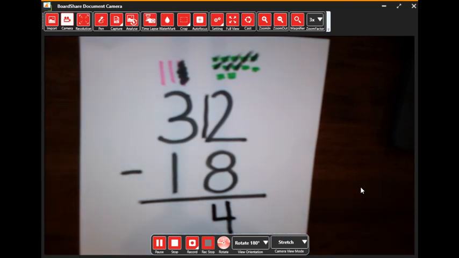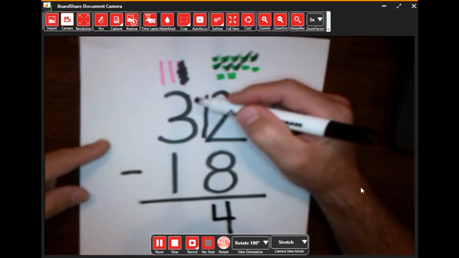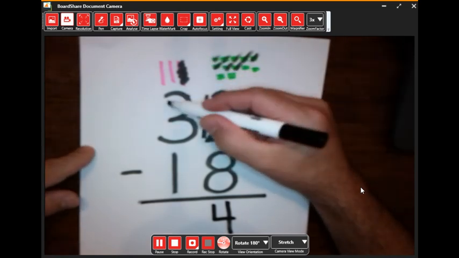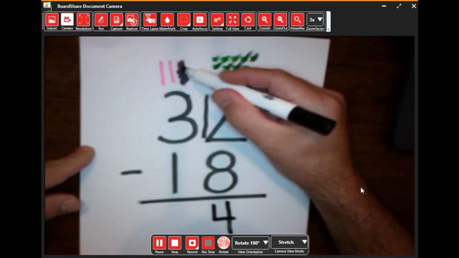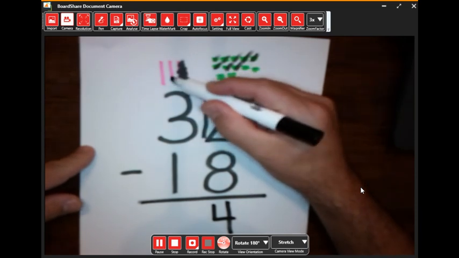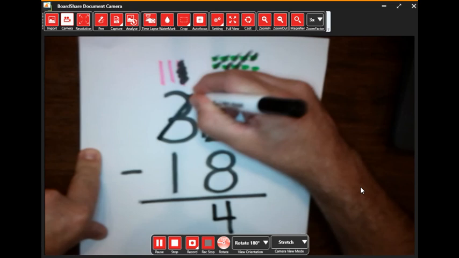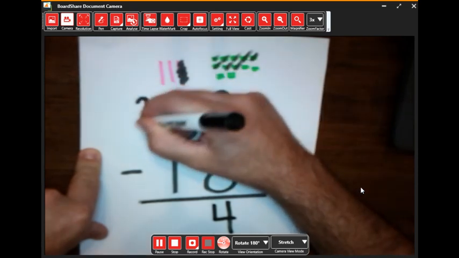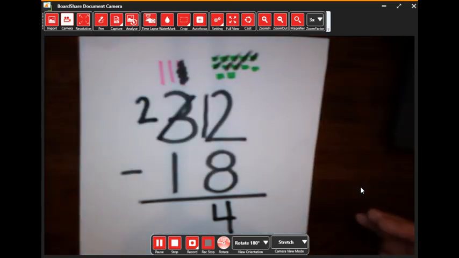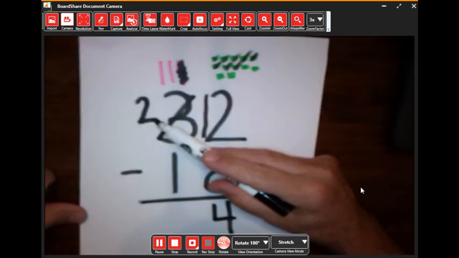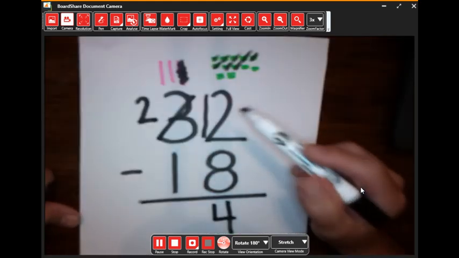Now I'm not done. I've got to come back up here to my tens column. Remember, this is not 3 tens anymore. I took one of those away. So I only have 1, 2. Oh, I need to change that number also. It is super important that when you borrow, you change your numbers. If you do not change your numbers, your answer will be wrong.